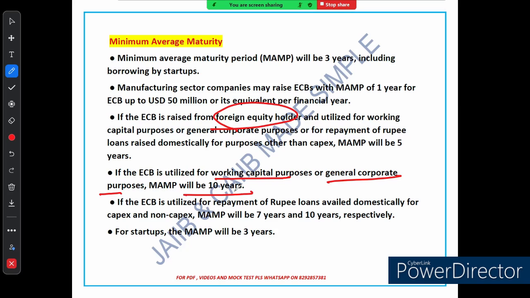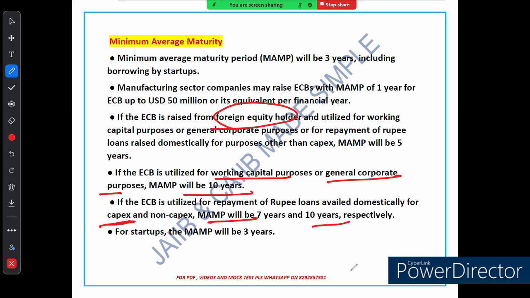Also, if the ECB is being used to repay a loan taken for capital expense. So suppose the loan you have taken was for capex. Capex means what? Suppose for buying machinery, equipment, building factories. So if the ECB is being used to repay a loan taken for capex, the MAMP will be 7 years. Right? And if you are repaying a loan for non-capex purposes, MAMP will be 10 years. Okay, is it clear now? And for a startup, no matter what the loan is used for, MAMP is 3 years. So that's a quick rundown of the minimum average maturity period for ECB.